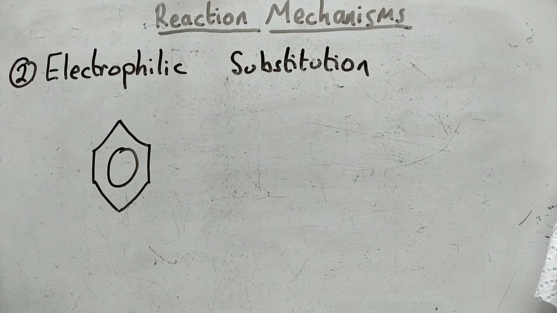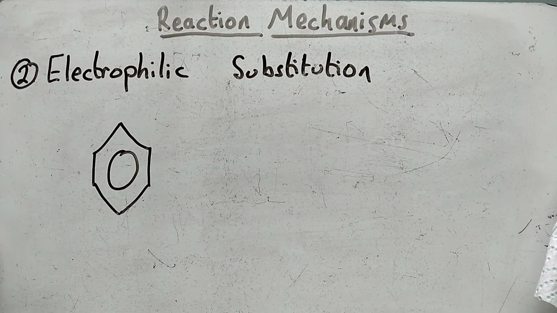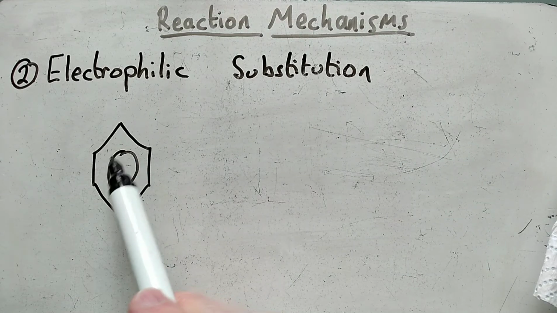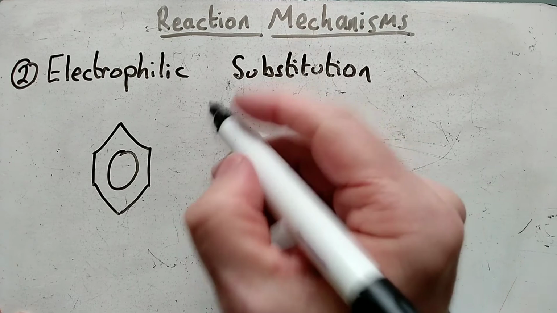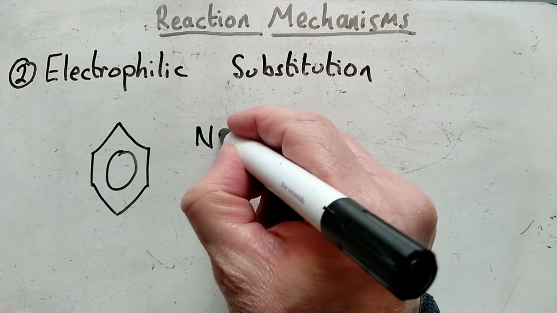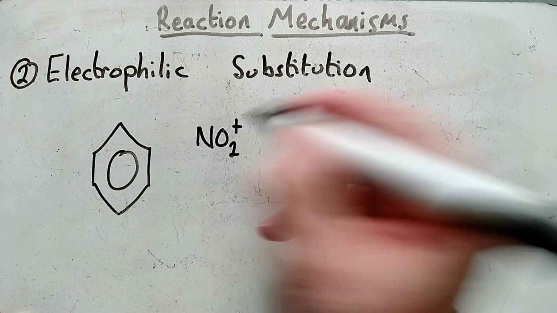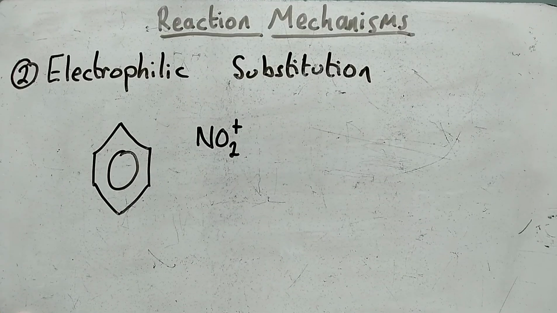Now, because this is electrophilic, then this is something which has to be attracted to electrons. Now, we've got a region of electron density in this ring here. We've got these delocalized electrons. So if we have something which is nice and electrophilic, I'm not going to go into how this group is made. You can look up how this species is made. But we're going to have NO2+. So we're going to be nitrating this benzene ring.